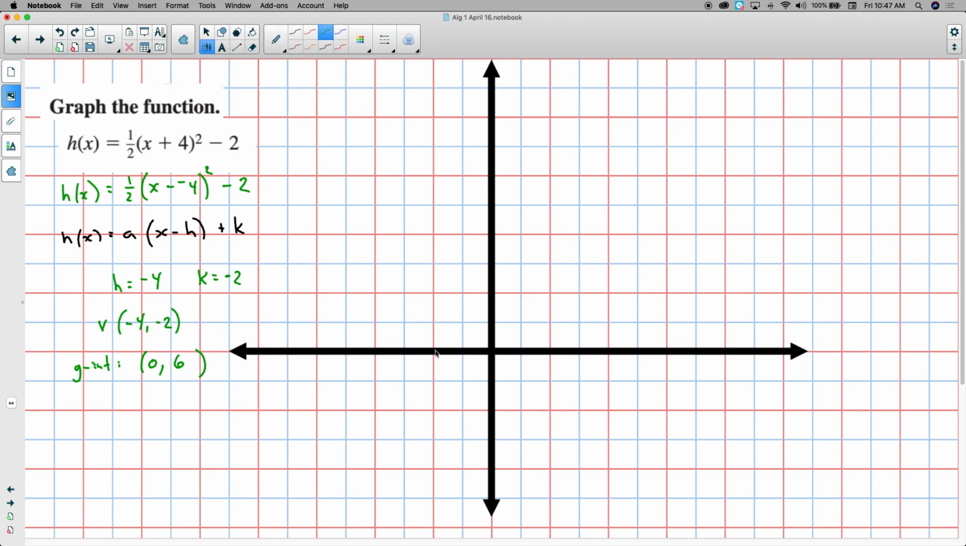-4, -2, 1, 2, 3, 4, bam. Vertex. I do know that it opens up. It's half as steep. So that is to say it's wider. And I also know 0, 6. So where's 0, 6? 2, 4, 6. Okay, so let's get some line of symmetry, axis of symmetry. Let's take this one and fold it over. How many spaces do I go? 4 spaces. Okay, so here is my parabola.